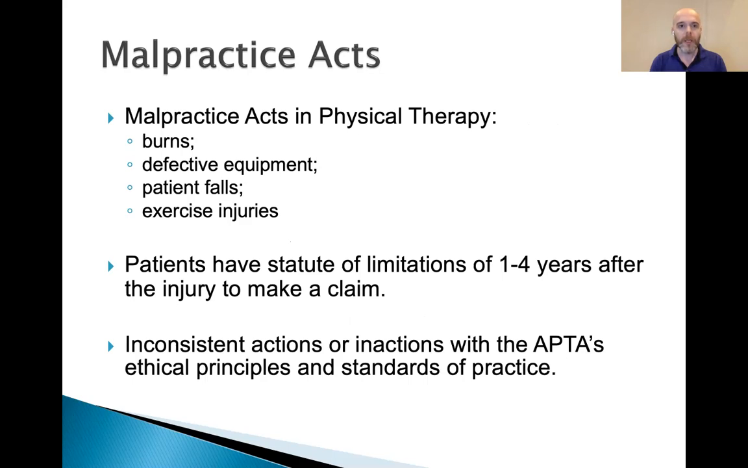Let's move on. Examples of malpractice acts in PT: burns are probably the most common. Also defective equipment, falls, which are really common, and patient exercise injuries, like overuse injuries. But in my world, the neuro world where I came from, falls were the most common thing that could happen. When you're working with neuro patients, you never want a patient to fall with you, because it's a big deal. You have to document, it's extra paperwork, and you have to make sure they're okay and not injured. Plus you never want your patient to fall.